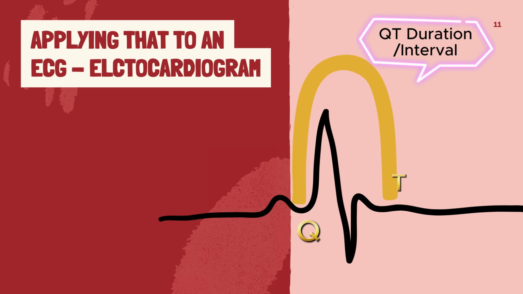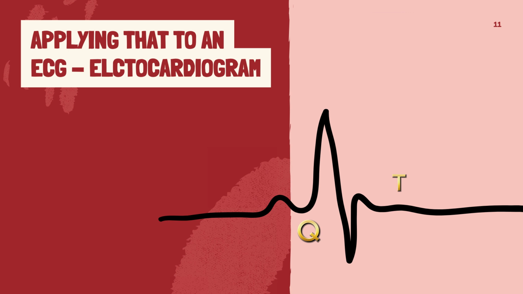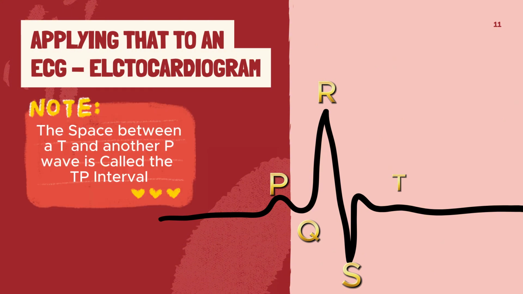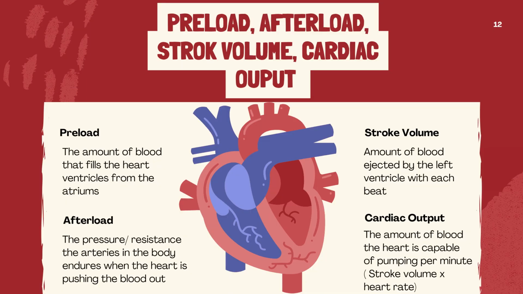The QT interval represents how long it takes the ventricles to contract, depolarize, and relax, repolarize. The repolarization begins immediately after the QRS is done and persists until the end of the T wave. And finally, the space between the T and P wave is the time the ventricles are relaxing and then filling up again. Now I'm just going to go over what preload, afterload, stroke volume, and cardiac output mean.